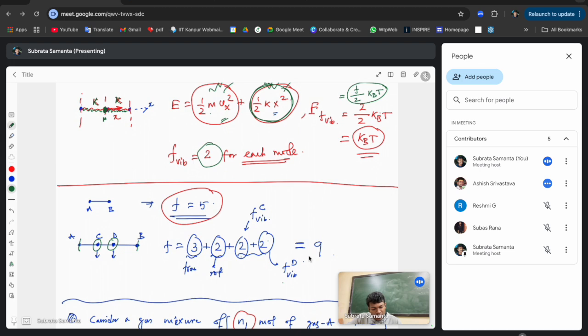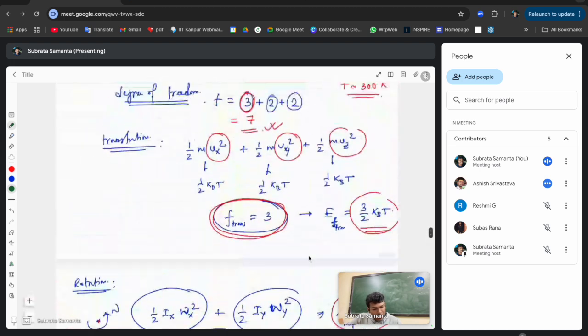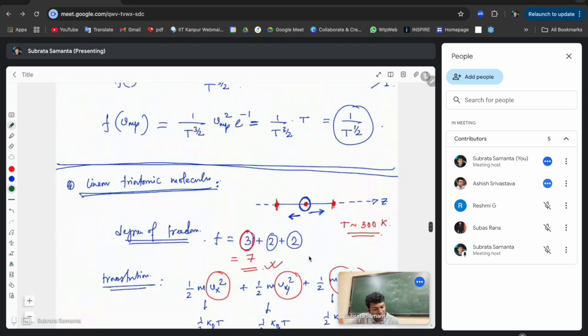Yes, I'm saying that the temperature is high. So when I assign a problem, its temperature is 300 Kelvin. But if we assign a problem with a temperature of 0 Kelvin, then you do not consider the vibrational modes. So be very careful.